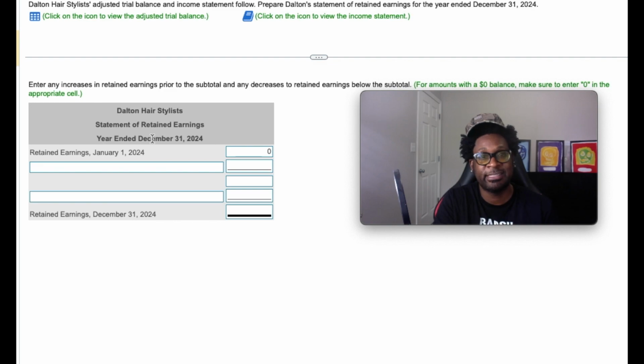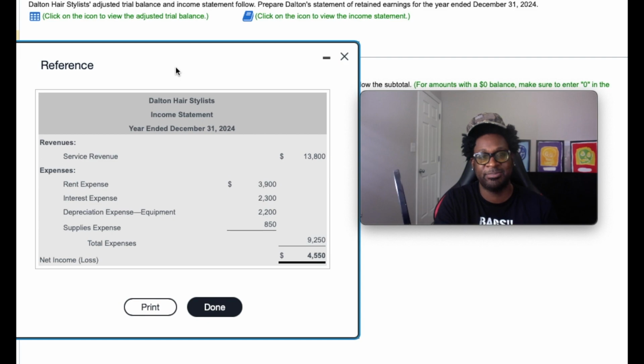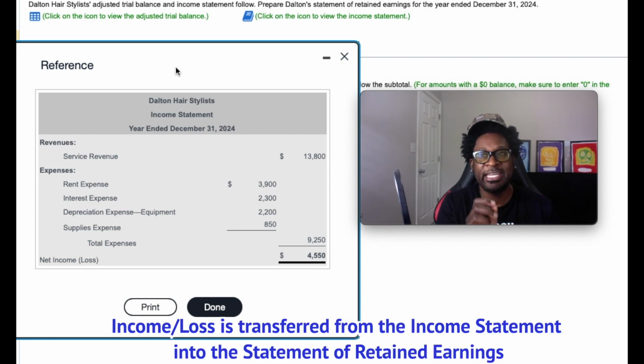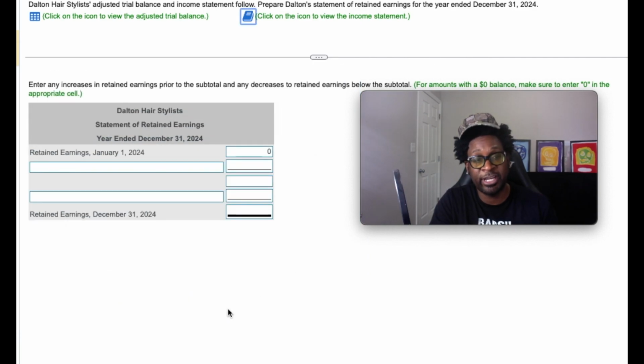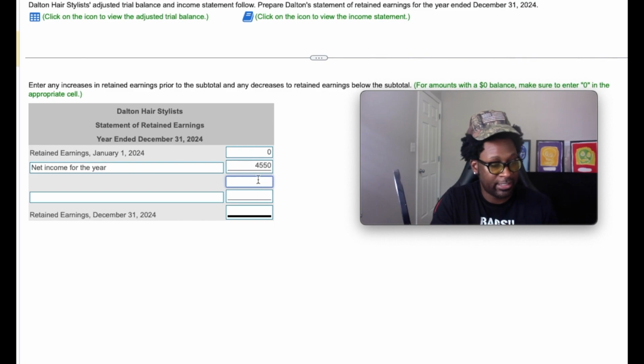Next, we have to look at the things that affect retained earnings. And so what we're going to do is take a look at the income statement, gang, because we know net income or net loss from the income statement must be transferred to the statement of retained earnings. And as we can see, we have a net income of $4,550, which is a good thing for the company. And so we're going to transfer that, i.e. increase our retained earnings balance by that net income amount. And so that'll give us a total of the same amount.